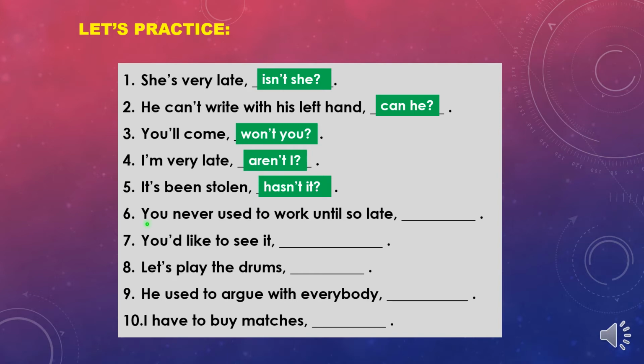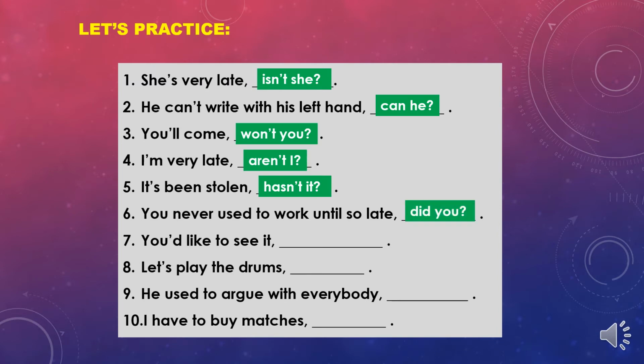Okay? Esta es una oración con significado negativo, aunque no necesariamente haya un not en la oración. Basta que el significado sea negativo para que del otro lado sea afirmativo. ¿Okay? Quiere decir que ese never le da la negación a esta oración, a este statement. Okay? So the answer, you never used to work until so late, did you?